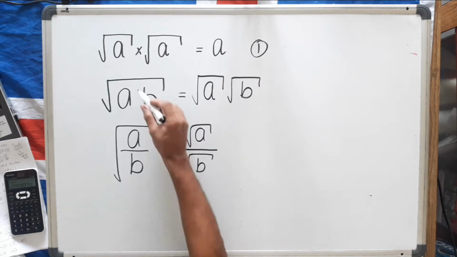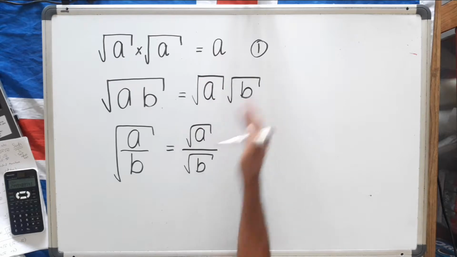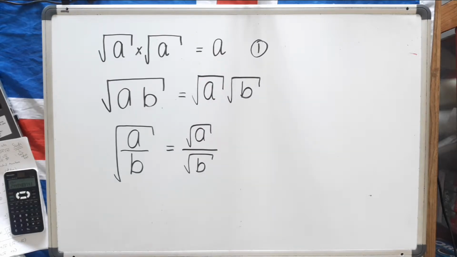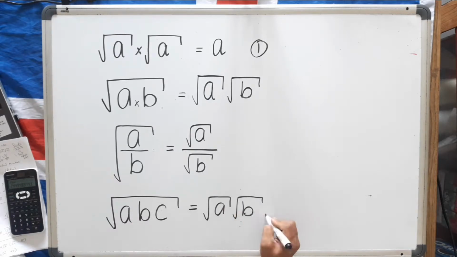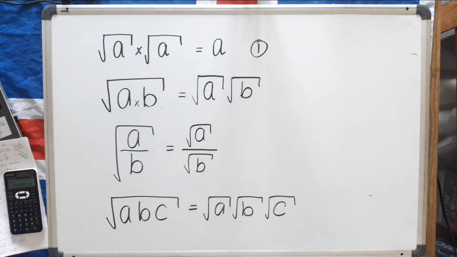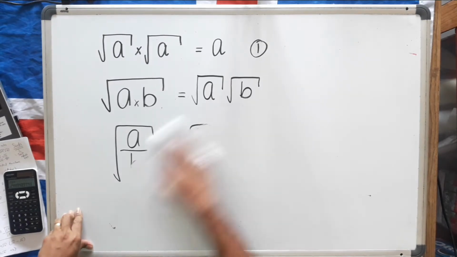These rules where each of them gets their own individual square root sign only work for multiplication and division. They do not work for addition and subtraction. Just to clarify, if I had a, b, c, all three of them are being multiplied, and you can rewrite it like this. Don't worry, as I do the questions, I'm going to remind you of these rules over and over till it sticks in your head. So let's start out with some questions on surds.